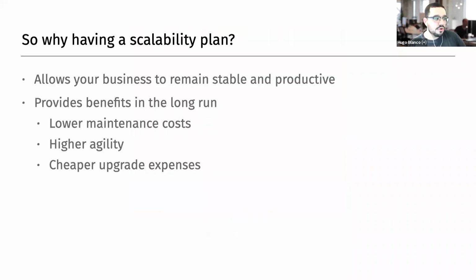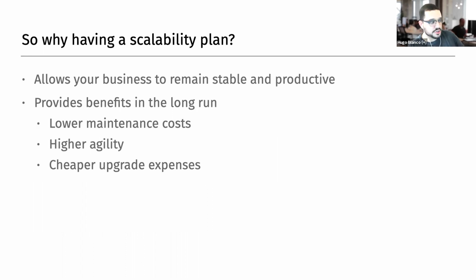So we know we will fail, and we know that we have a bottleneck at some level. So why have a scalability plan? Because we need to understand the points of failure of our application, of our software, and be prepared for them. Having a scalability plan allows your business to remain stable and productive, especially because of the benefits in the long run. There are lower maintenance costs, so we don't have to spend a lot of time working on a fix or making drastic changes we didn't expect.